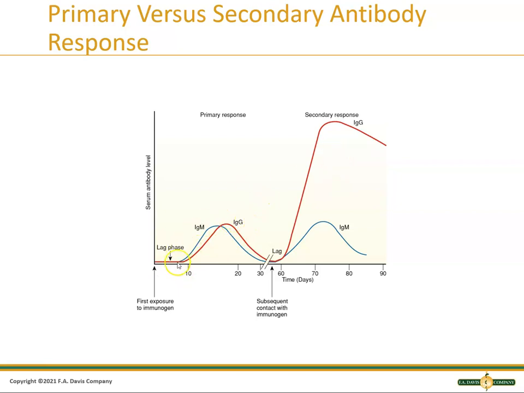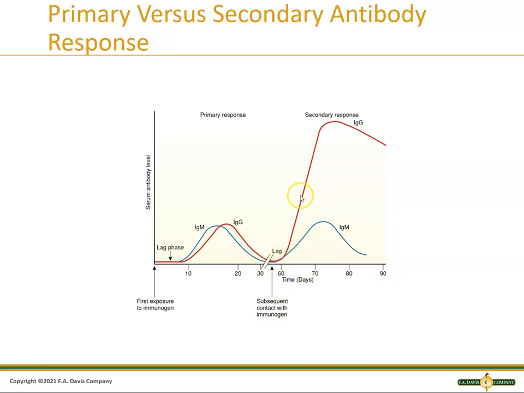So the first antibody that is made is IgM, followed quickly by IgG. And you can see it's almost equal amounts that are there. Then the IgM tails off and the IgG sort of tails off. Now, if you get re-exposed to it again, the lag phase is much shorter, just a day or two, as opposed to the lag phase at the beginning, very short on the secondary immune response.